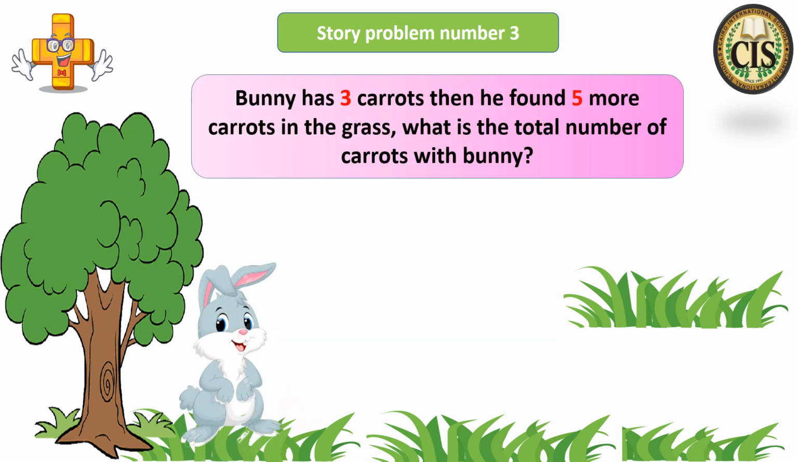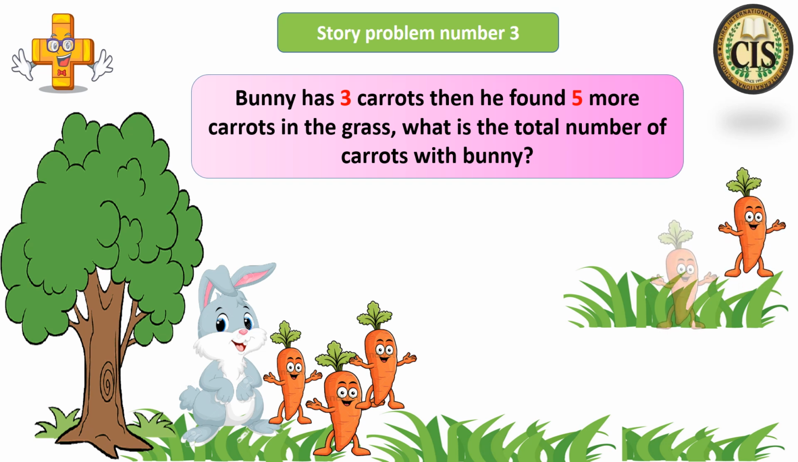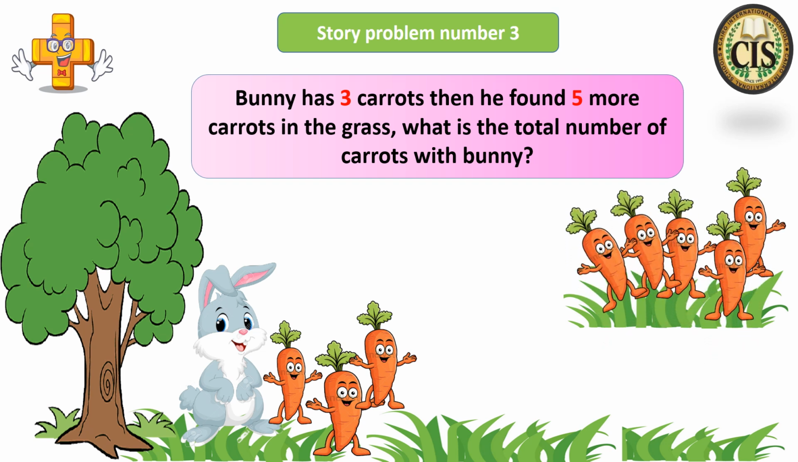Story problem number 3. Bunny has 3 carrots. Then he found 5 more carrots in the grass. What is the total number of carrots with Bunny? First, we have to circle the numbers 3 and 5. Bunny has 3 carrots and found 5 more carrots in the grass. We want to find the total number of carrots with Bunny. So here we have the keyword total.